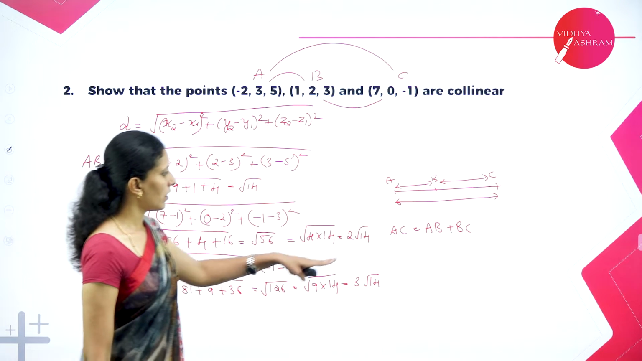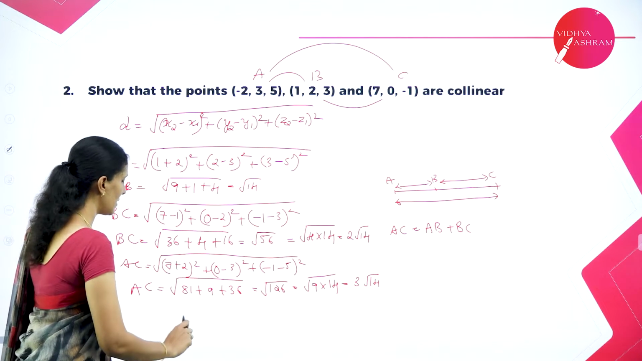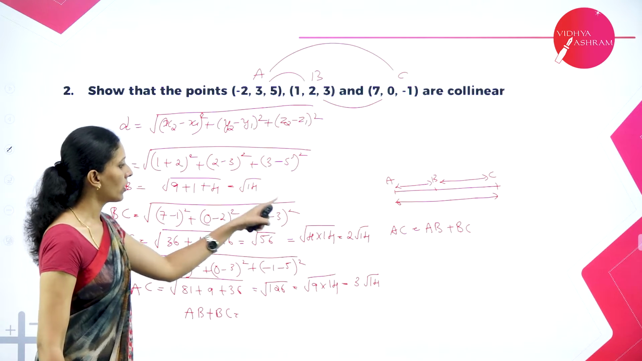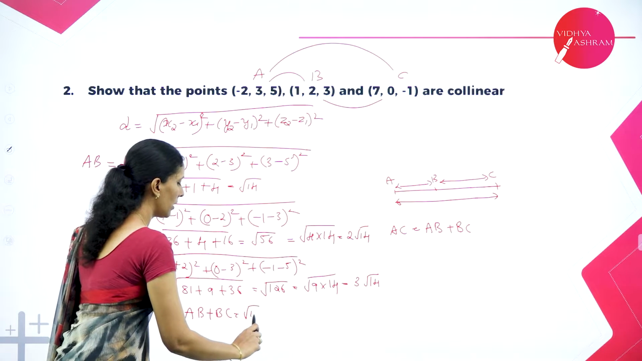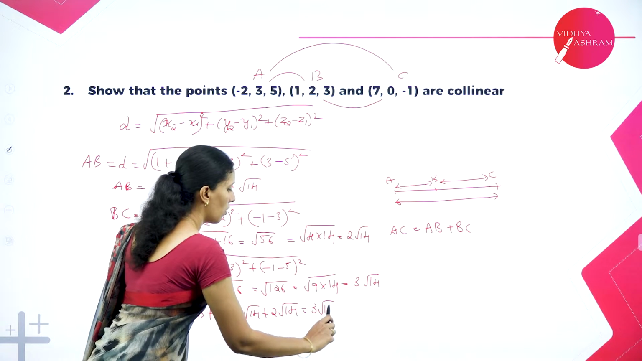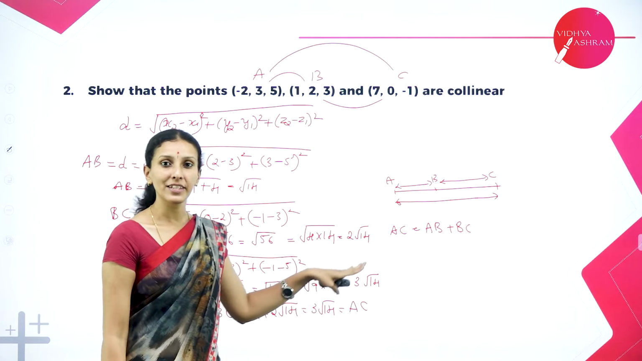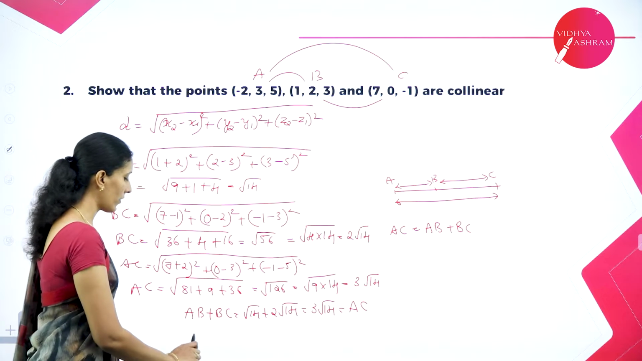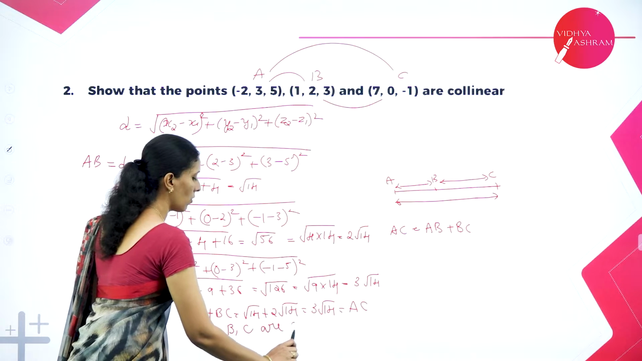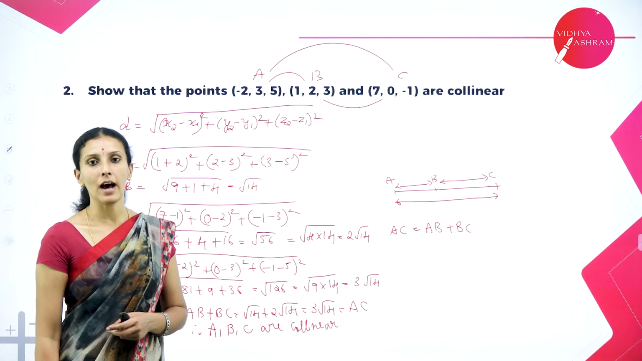Now clearly you can observe this condition is satisfying. So look here, add AB plus BC. AB plus BC is root 14 plus 2 root 14, which is equal to 3 root 14. What is 3 root 14? It is AC. Now we got the condition satisfying. So therefore what can I write here? Therefore A, B, C are collinear.